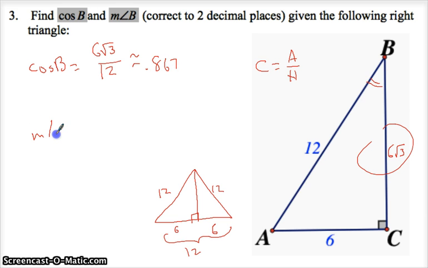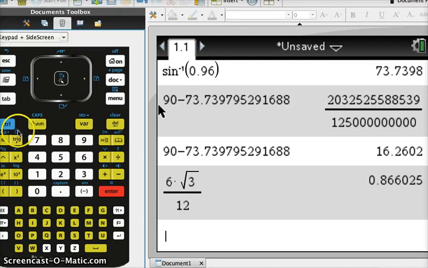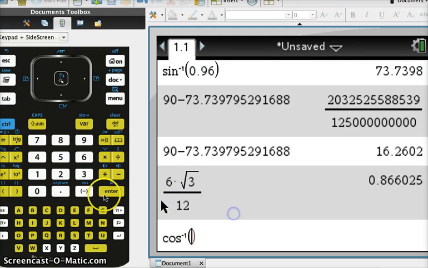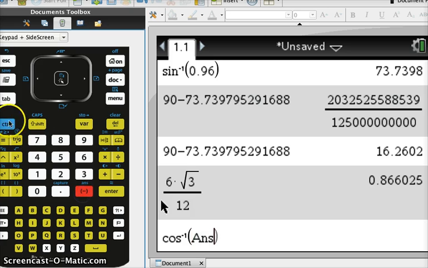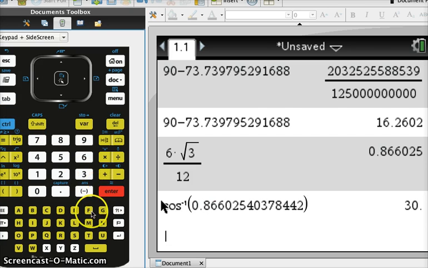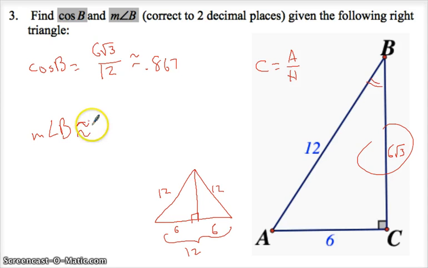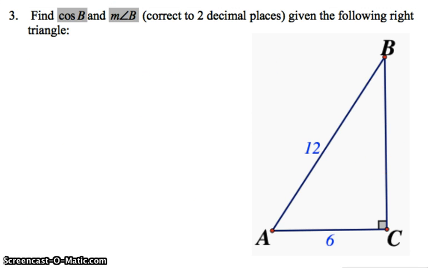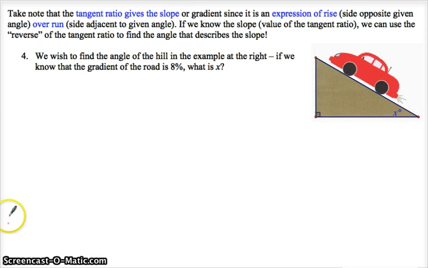And find the measure of angle B. Well, if the cosine of B is that, then if I want to find B, I have to take the inverse cosine of that. So let's go trig, inverse cosine of that answer. And approximately, that gives me exactly 30 degrees. You know what? I'm not surprised by that. I kind of knew angle B was 30 degrees if this is a 30, 60, 90 triangle, but the calculator just verified that for me. Okay.